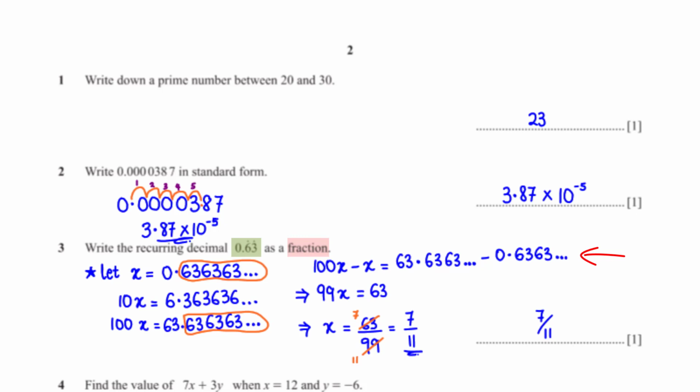So we now have 100x minus x is equal to 63.6363 minus 0.636363, and that simplifies to 99x equals 63, and we now have x equals 63 over 99. This can further be simplified and this leaves us with 7 over 11 as our final answer.